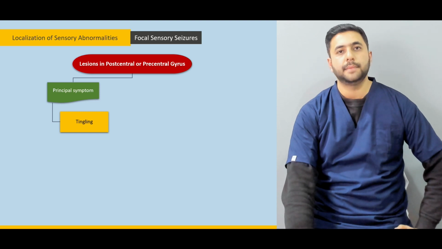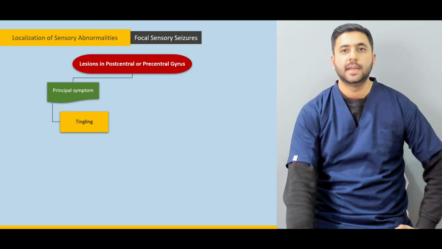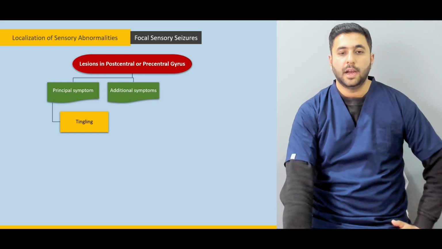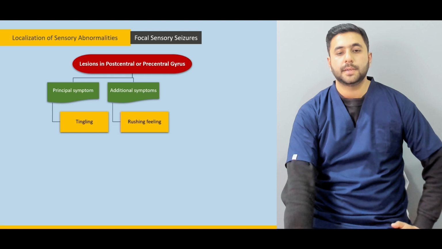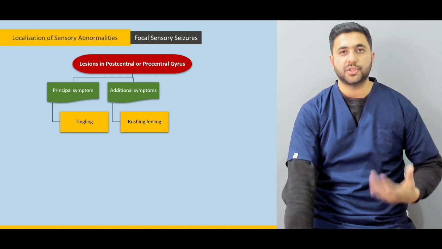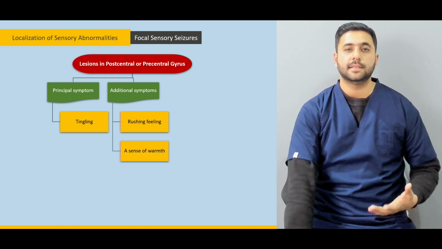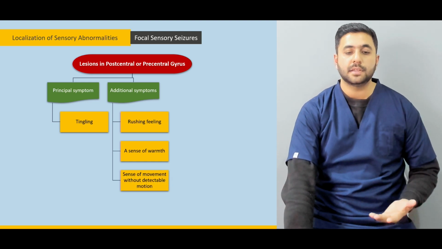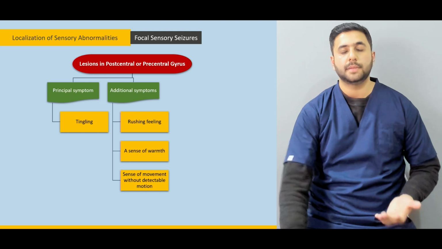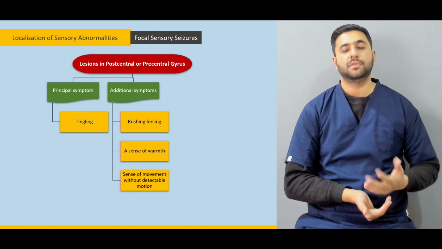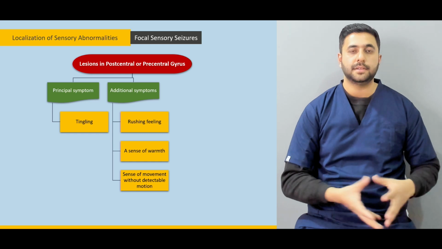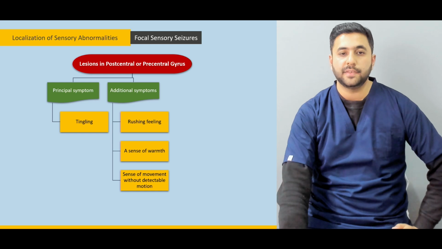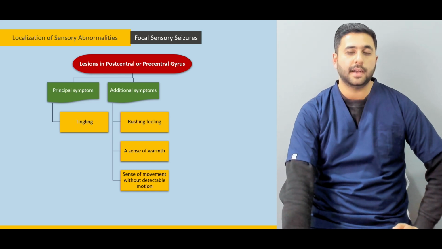The principal symptom along with the seizures is the tingling sensation. The patient will describe that he feels a certain tingling sensation in an arm, and then the arm might start having a focal seizure. Along with that, there can be certain additional symptoms, like a feeling of rushing or hyperactivity, or a sense of warmth or altered temperature sensations. There might be a sense of movement without detectable motion. The patient's arm might be at rest, but the patient will say, I feel that my arm is moving. So all these symptoms or clinical clues give us an indication that the lesion might be higher up in the cortex.